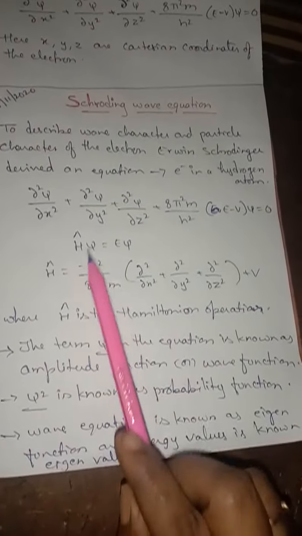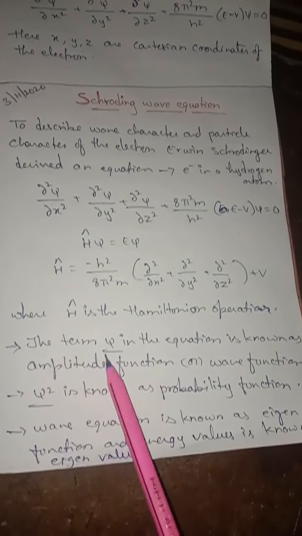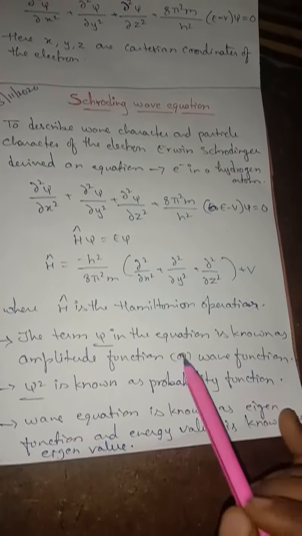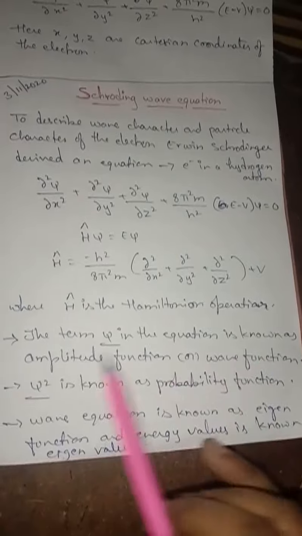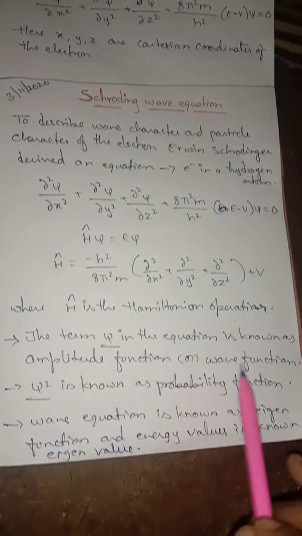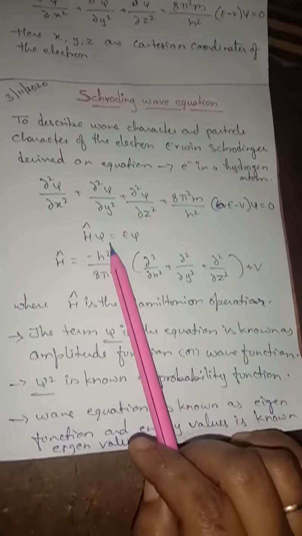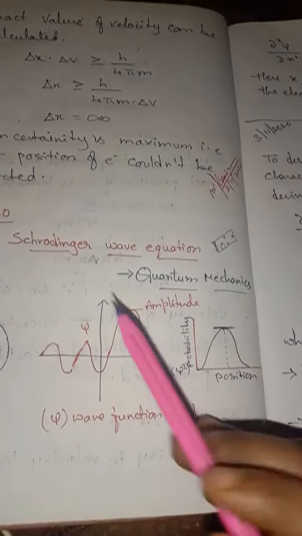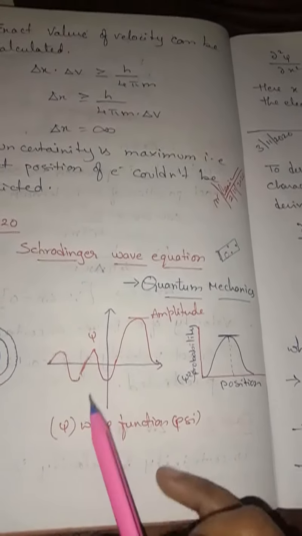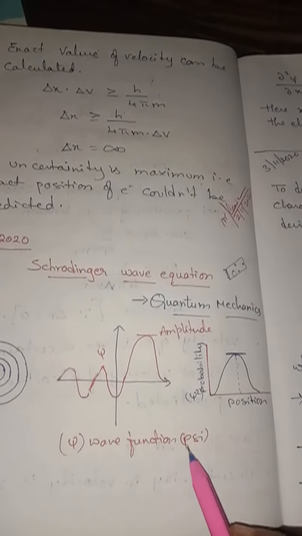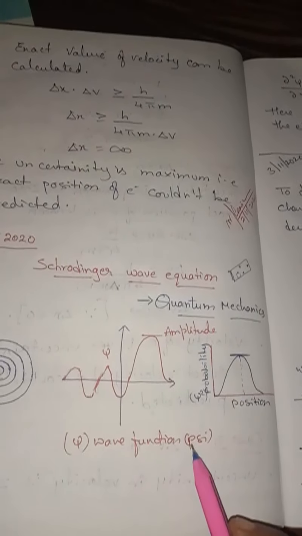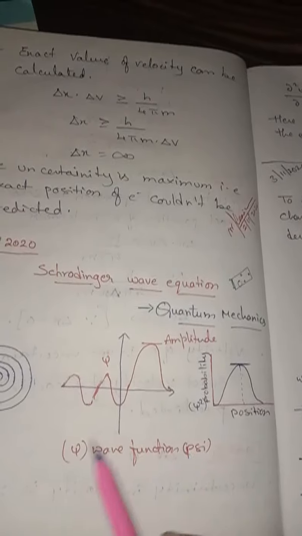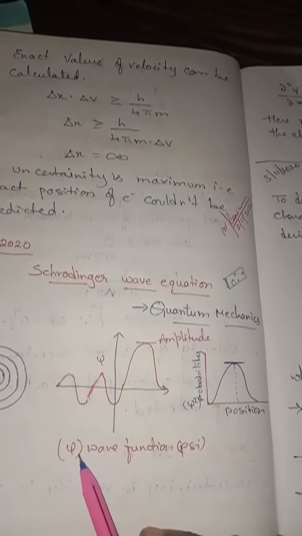Here we are using the term psi. The term psi in the equation is known as the amplitude function or wave function. So the electron moves as a wave function. In wave theory, this wave function was denoted with the letter psi. It is called psi, where p is silent. Yes, children.